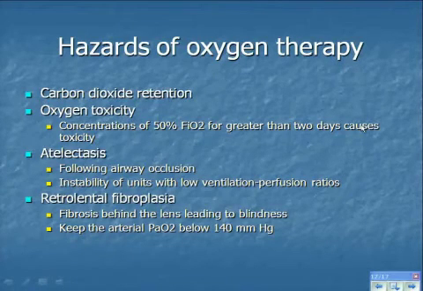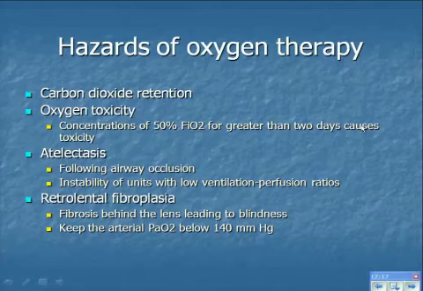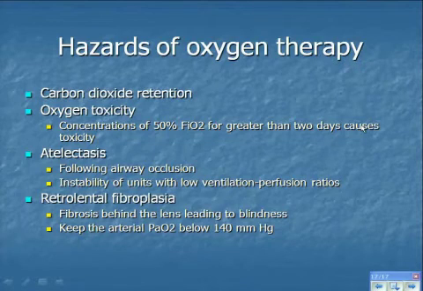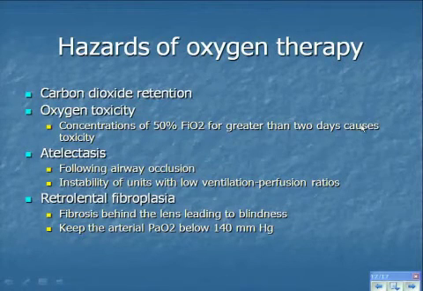The nitrogen that normally is in air stents your alveoli open and keeps them open. So when you put a high FiO2, you're basically allowing certain portions of the alveoli to completely collapse and go to atelectasis. So it gives you a greater VQ inequality when you develop this as well.